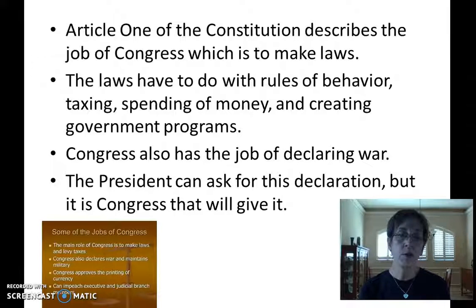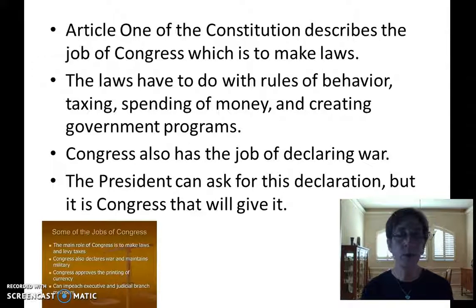And these laws have to do with rules of behavior, so like things that are legal and not legal. Taxing, especially, taxing has to come from Congress, and spending of money, creating government programs. So understand that every penny that is spent by your government has to come out of the House of Representatives first. The spending bill has to come from there first. So the president can't make it up. He can't start it. It has to come from them first.